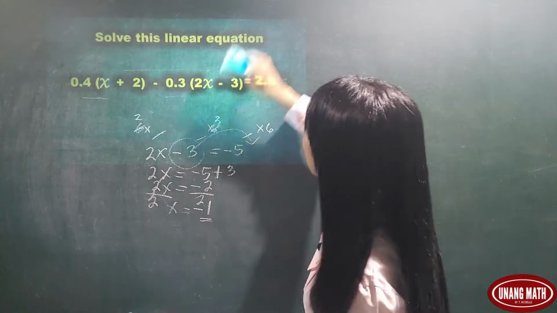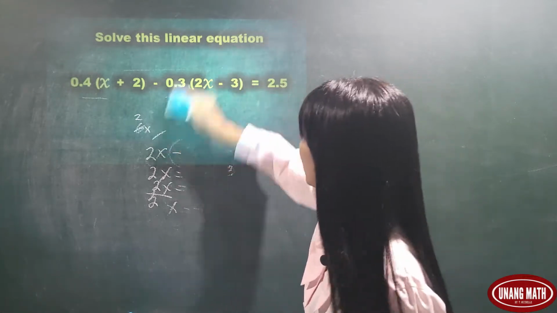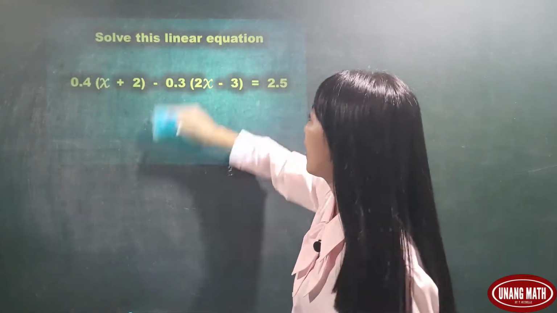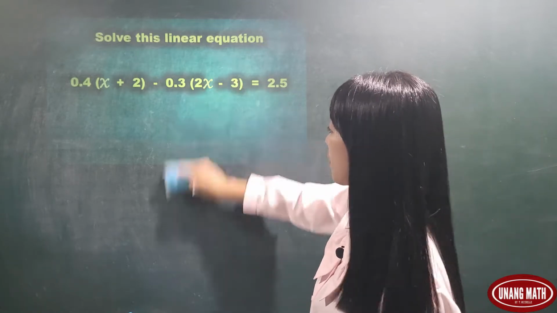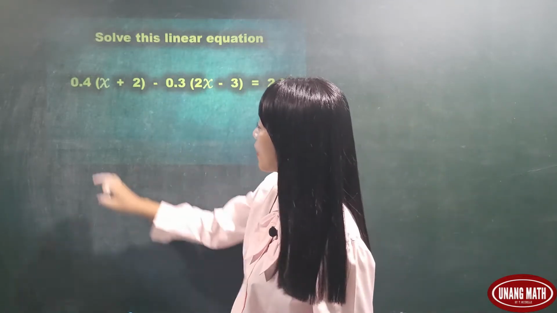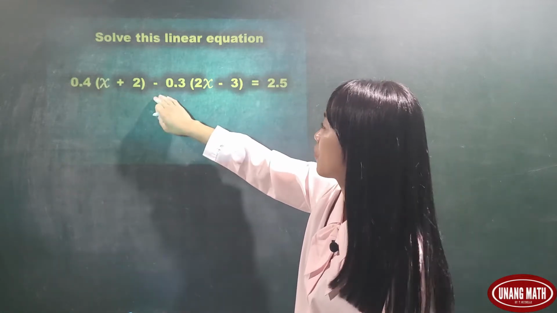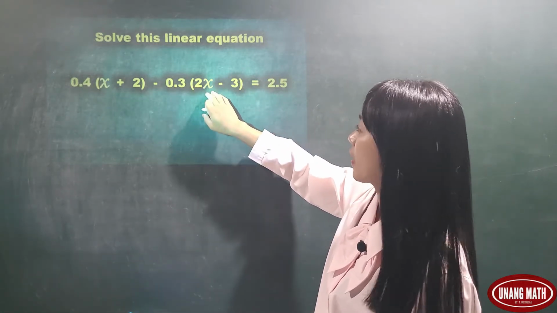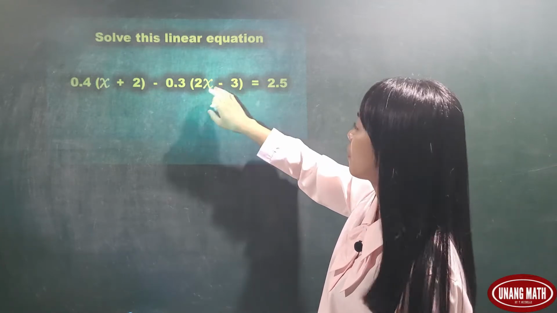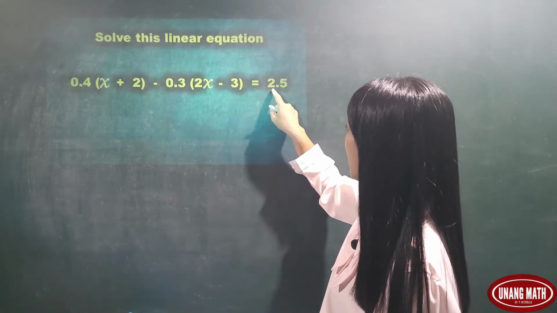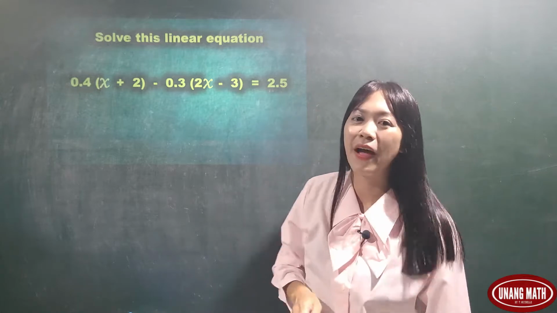Okay, let's move on this time. Let's answer this simple activity here. Okay, let's solve this linear equation. We have here 0.4 times x plus 2, this is inside the parentheses, minus 0.3 times 2x minus 3, this is also inside the parentheses, and this is equal to 2.5.